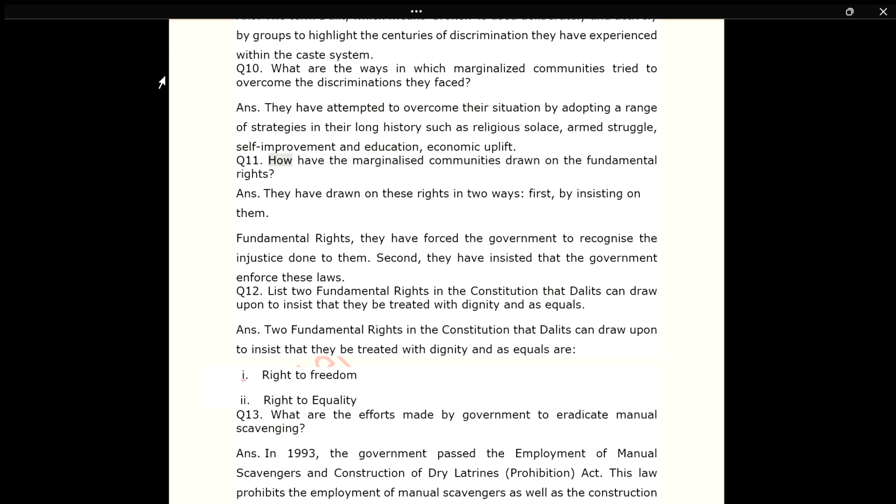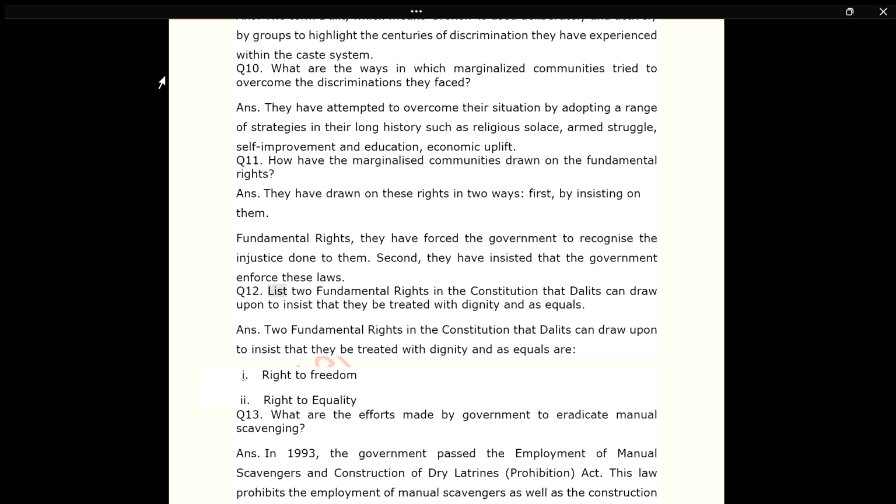Q11. How have the marginalized communities drawn on the fundamental rights? Ans. They have drawn on these rights in two ways. First, by insisting on them, they have forced the government to recognize the injustice done to them. Second, they have insisted that the government enforce these laws.